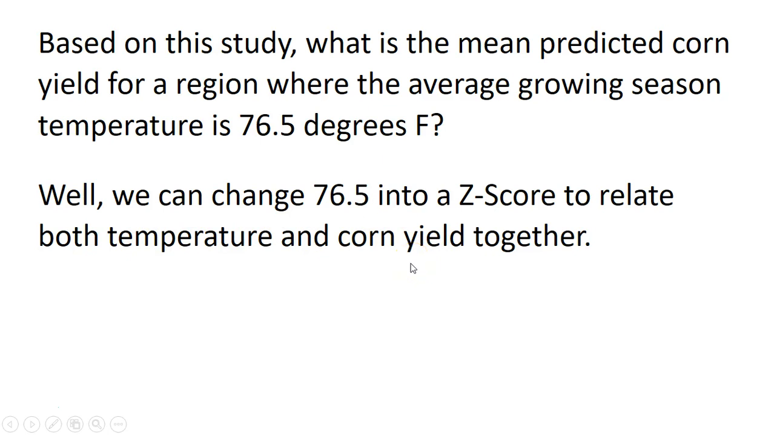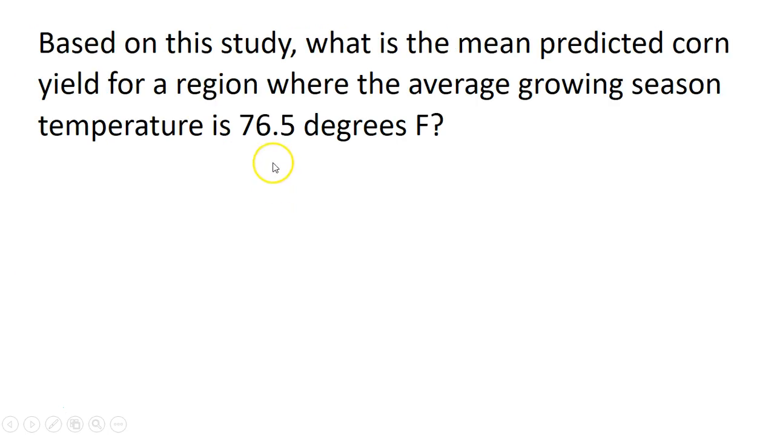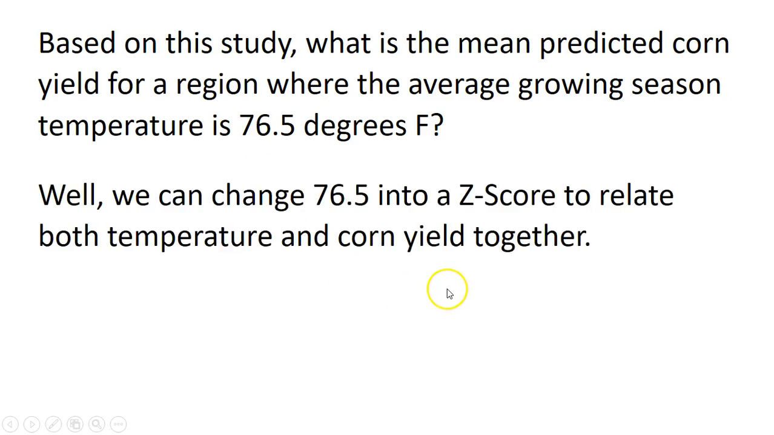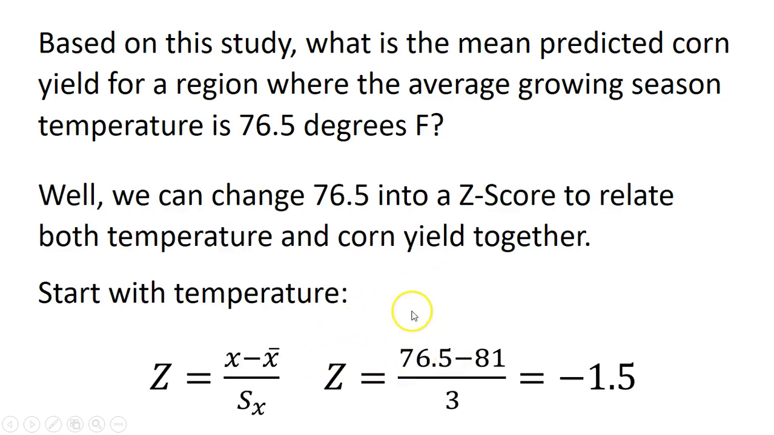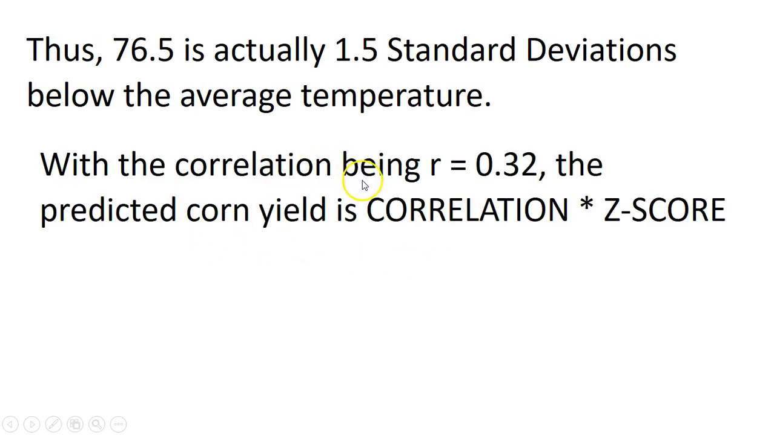So let's change it into a z-score, because once it's a z-score, these are two different things. We're talking about acres, we're talking about temperature. So if I create this in terms of z-scores, I can compare them both. So if I change it into a z-score, I know the average, the standard deviation. So now that compared to a z-score is negative 1.5. So we can change that 76.5 degrees into that, negative 1.5 standard deviations. With the correlation being R equals 0.32, the predicted corn yield is correlation times z-score.